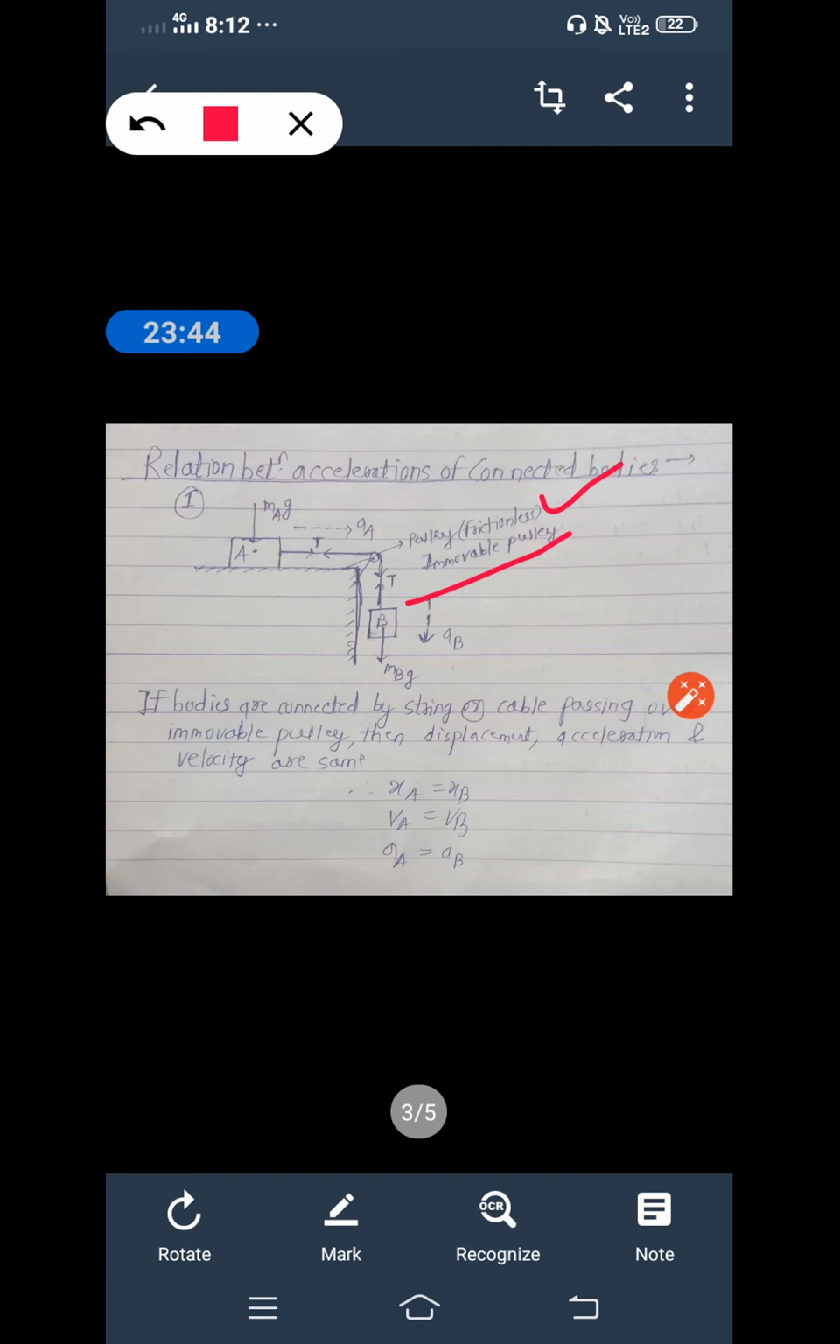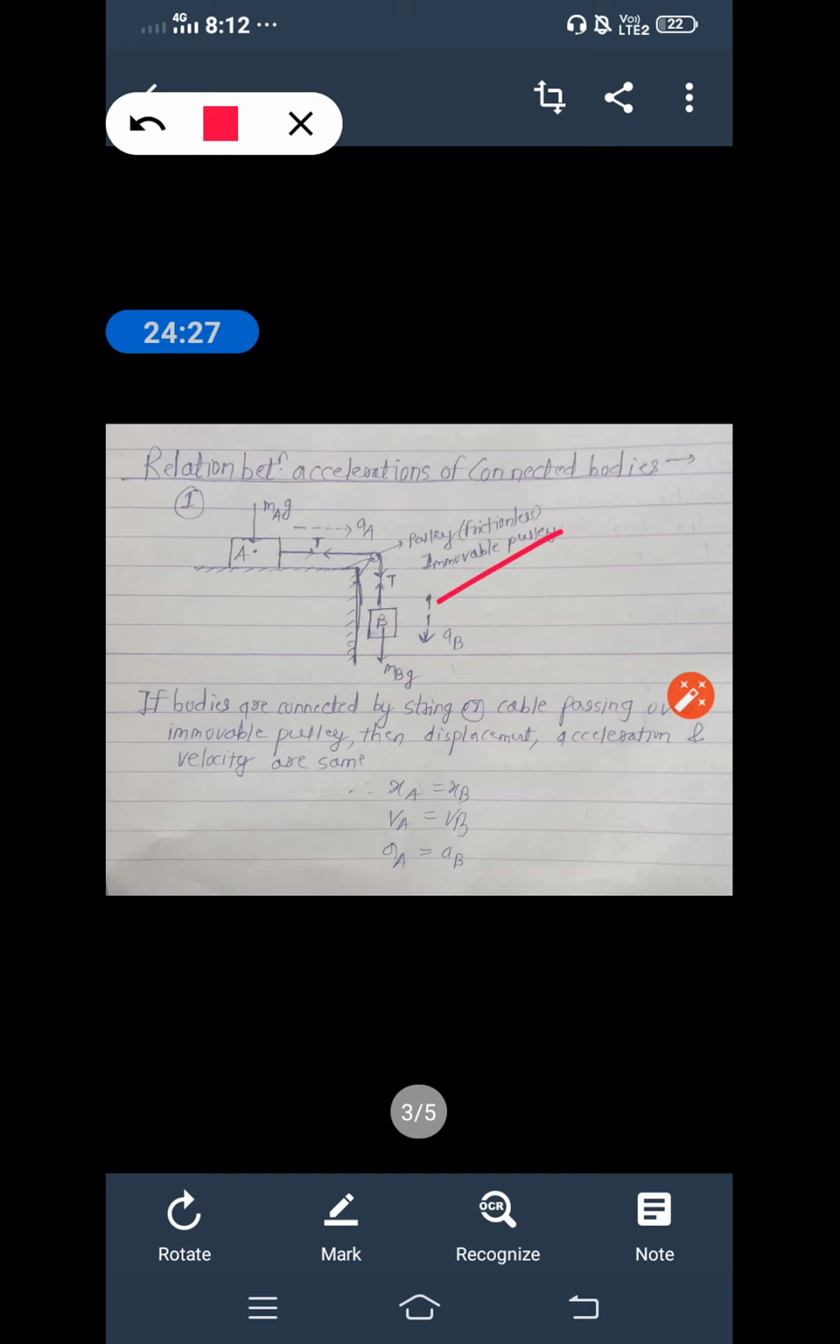Frictionless pulley means, what is the meaning of frictionless pulley? Means that the string can easily move over the pulley without any obstruction. Means your friction is zero, frictional force is zero. In other words, we can say the tension in this part of the string is equal to the tension in this part of the string. This T and T are the same. Okay, that is the meaning. And one more thing here, that pulley is immovable. What is the meaning of this immovable pulley?